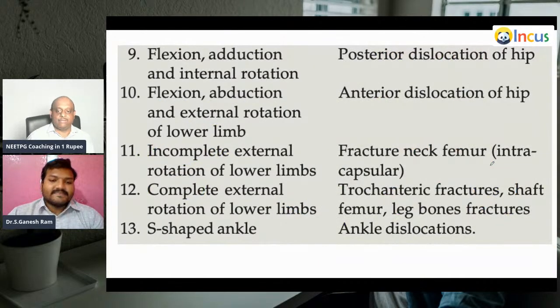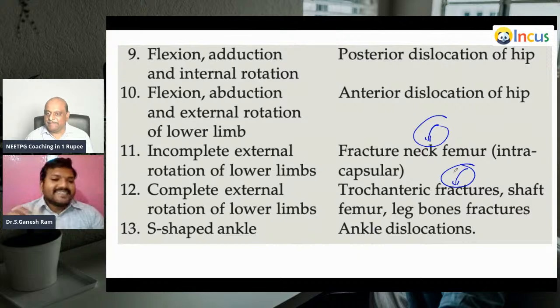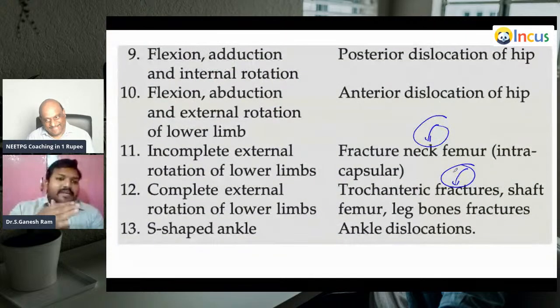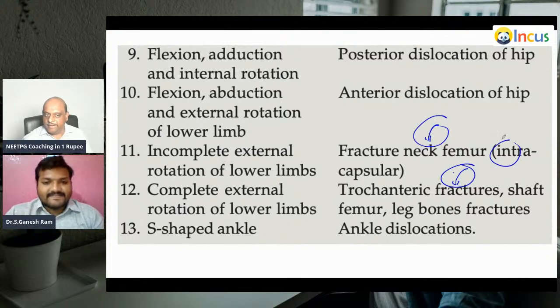Wonderful, doctor. I always used to get confused about this intracapsular and trochanteric while preparing for entrance exams. But of course, we have to remember the anatomy, sir. The head, the neck, and up to the capsule. Wherever it may be, it will be an incomplete external rotation. So we can correlate, sir. It's very easy to remember. Wonderful. So intracapsular is incomplete, and intertrochanteric and below is all complete.